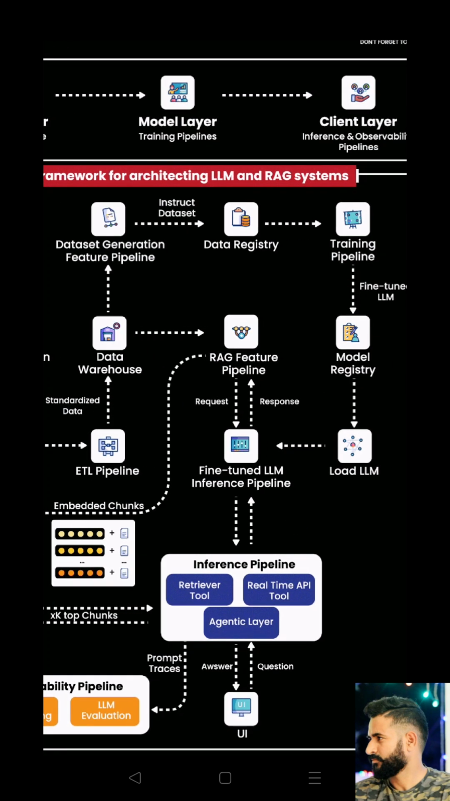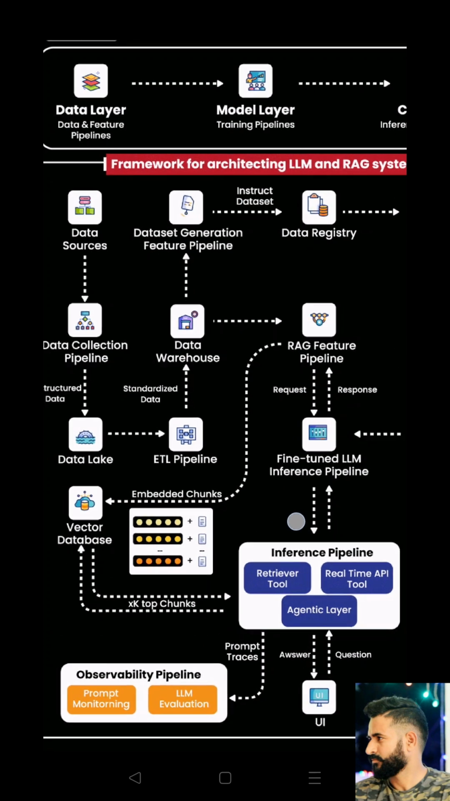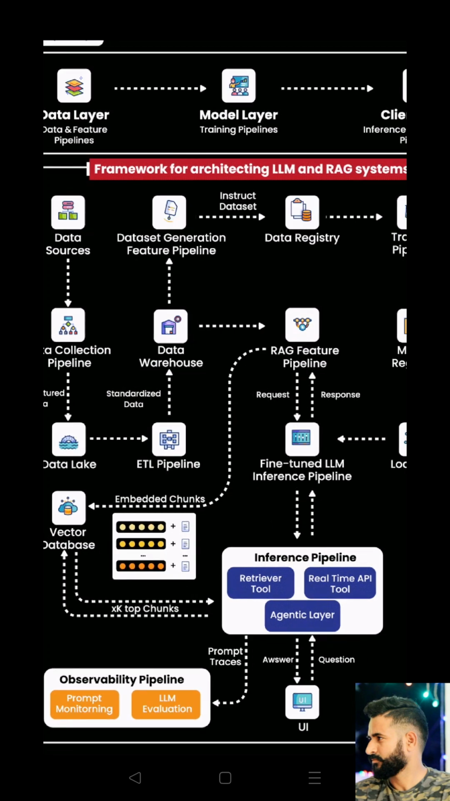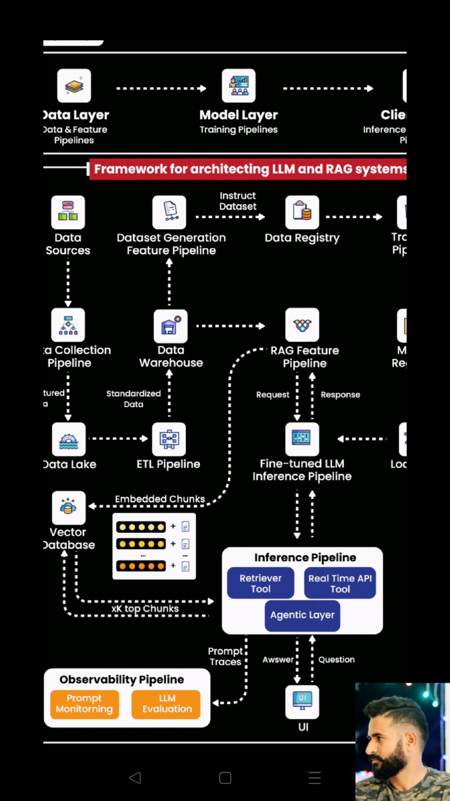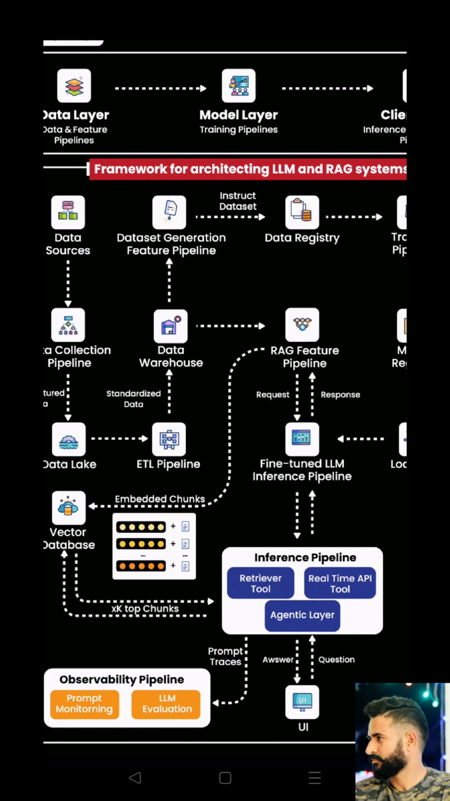Observability pipeline. This pipeline monitors the system's performance and evaluates the LLM's responses. Prompt monitoring. Monitoring the user's prompts. LLM evaluation. Evaluating the LLM's performance. Traces. Tracking the system's operations. Answer question. This is the function of the prompt.